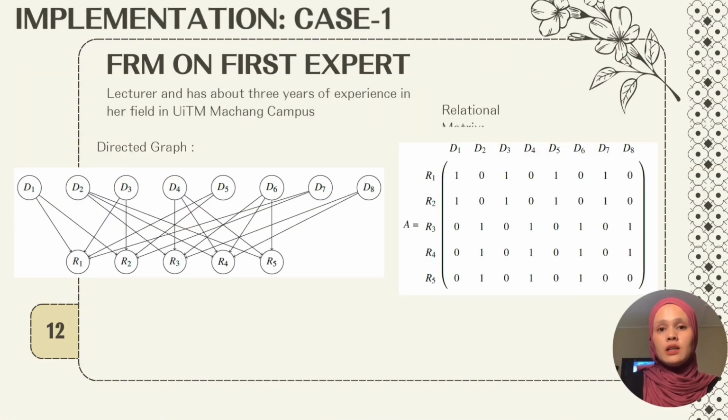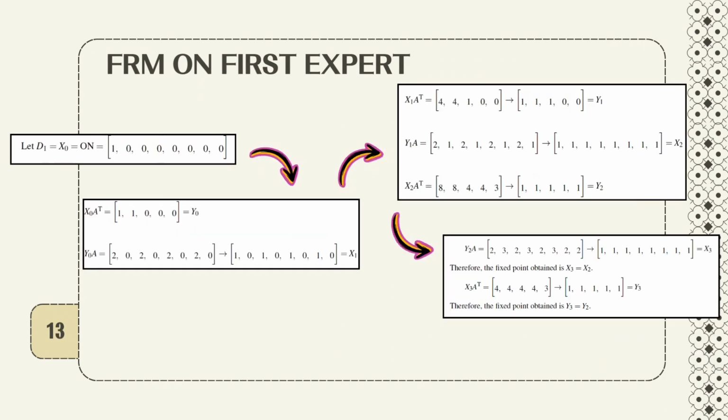Our first expert is a lecturer and has about 3 years of experience in her field at UiTM Machang campus. From the questionnaire data, we transform it into a directed graph and relational matrix, which is matrix A for the first expert. Case 1 is when we let D1 equal to X0 equal to a 1 by 8 matrix, where only D1 is 1. After that, we need to multiply it with the transposed matrix, which is A power of T, to get Y0. After the multiplication, we need to threshold the matrix where D1 will always be 1. When we get a positive value, we threshold it as 1, and if we get a negative value, it will be 0.